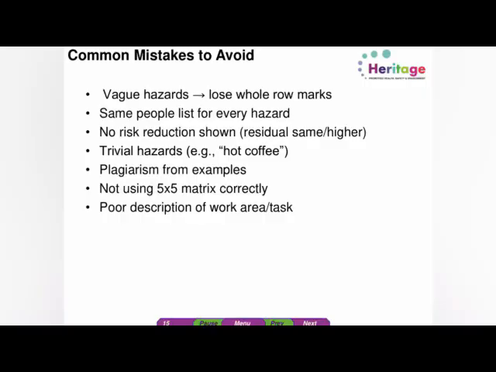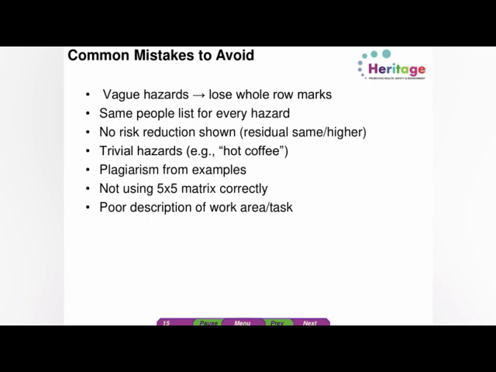We've covered how to do it well. Now let's look at the common mistakes that cause people to lose marks or even fail the project. Here are the ones examiners see most often. 1. Vague hazards. Writing just electricity, slips, trips, or manual handling. This usually results in 0 marks for the entire row.